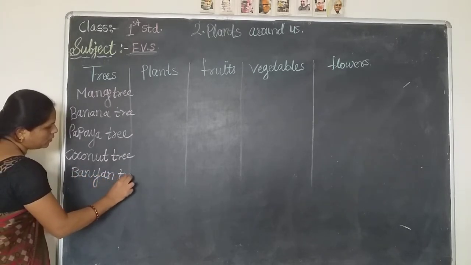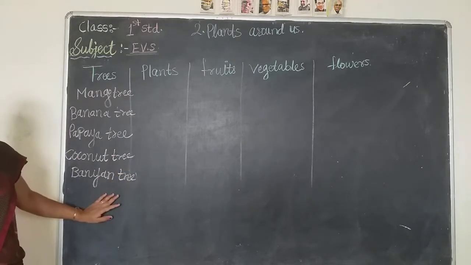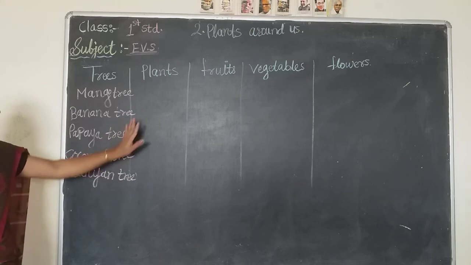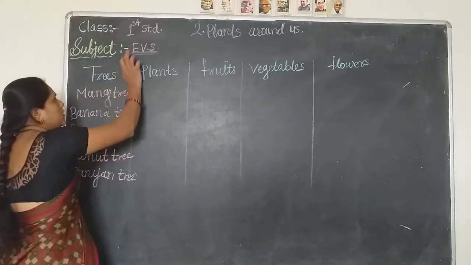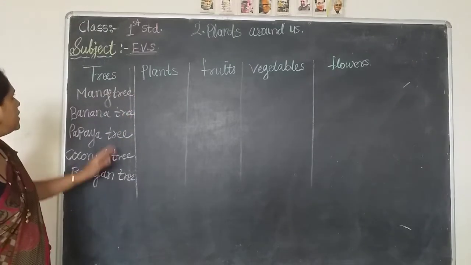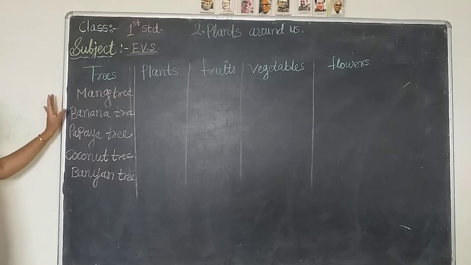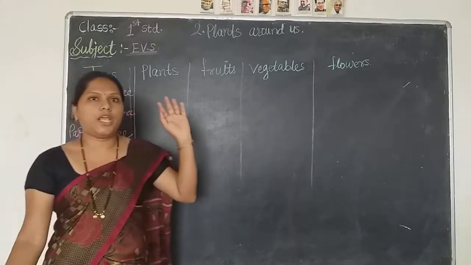B-A-N-Y-A-N. Children, you have to open your books and write down while I am writing on board. All these names are important, so please write in your notebook. Okay, these are trees: mango tree, banana tree, papaya tree, coconut tree and banyan tree. All the trees are big in size and shape.